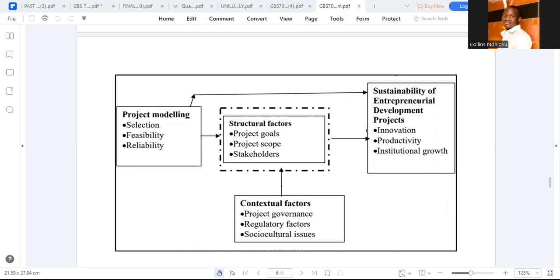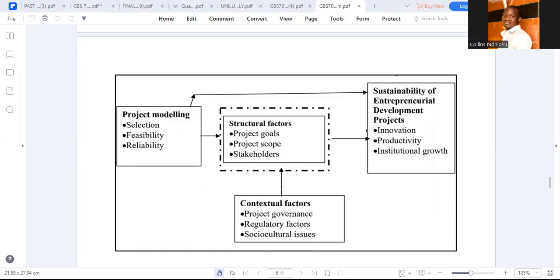So I'll be using layman's language. There are some of the factors that we can see there, like selection, choosing the right kind of project. Feasibility, we're talking about checking if the project is realistic or possible to carry out. Reliability, we're talking about ensuring that the project will continue to work, how reliable the project is.